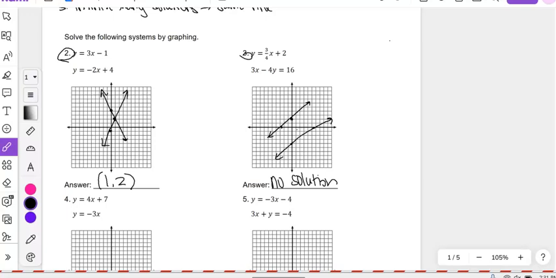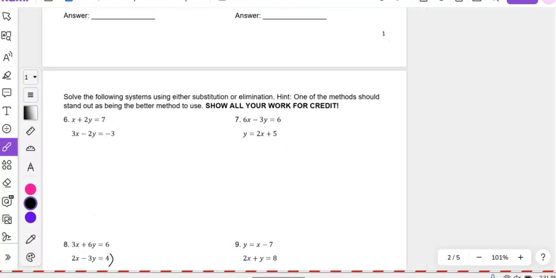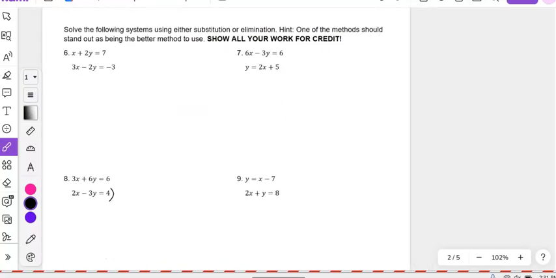And that's how you would sketch the graphs. All right, so then I'm going to go here: solve the following systems using either substitution or elimination. Hint, one of the methods should stand out as being the better method to use. Show all your work for credit. So you can check your answers on decimals, but you have to show your work to get credit. So it's important you know that.